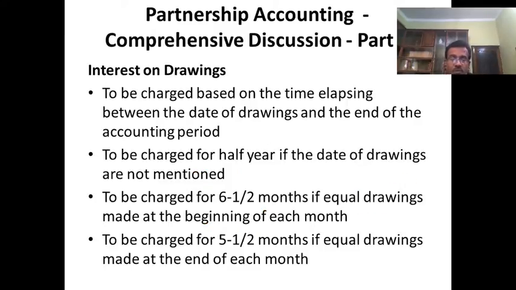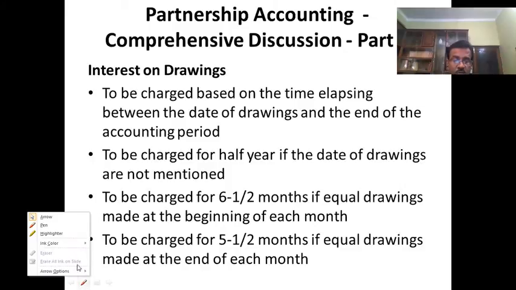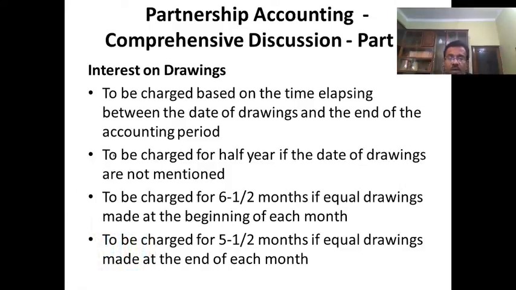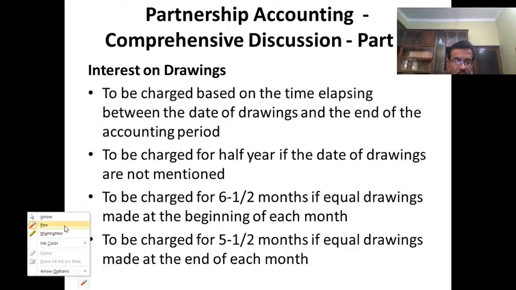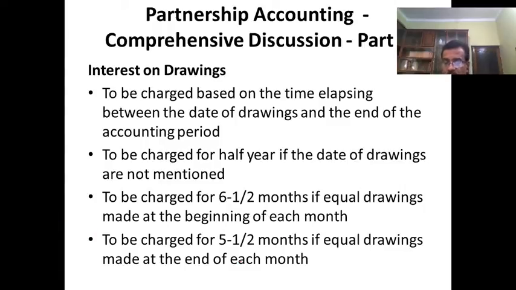Okay. So now interest on drawings, we will learn this calculation. It should be charged based on the time elapsing between the date of drawings and the end of the accounting period. Okay, so if you have drawn 500 rupees, say your accounts are closing on 31st of March 2019, and you have made a drawing on, say, 1st of January 2019, 1st January.